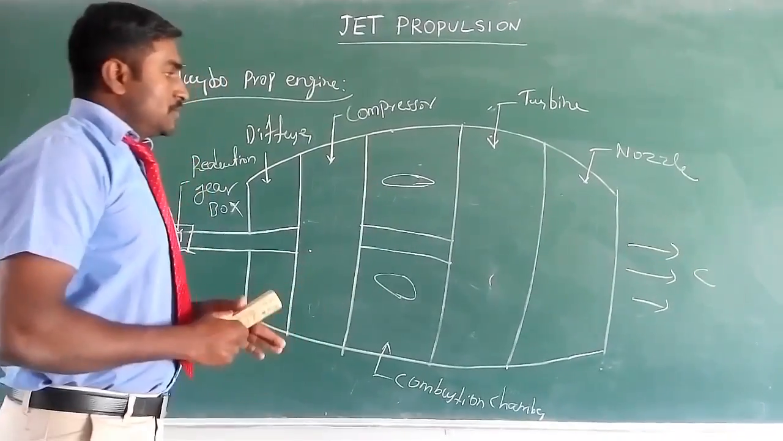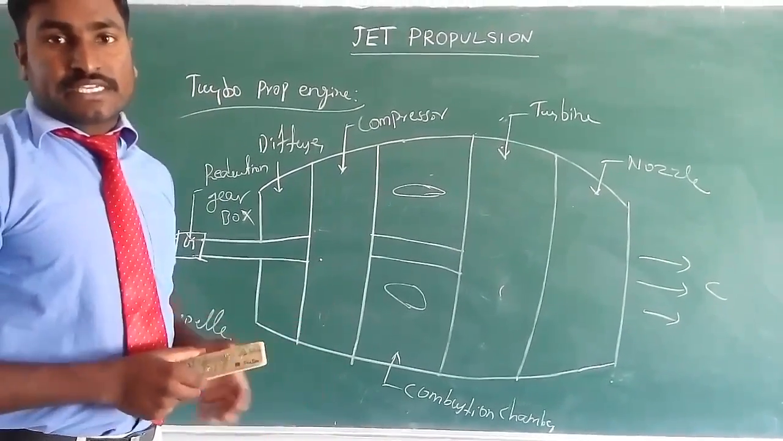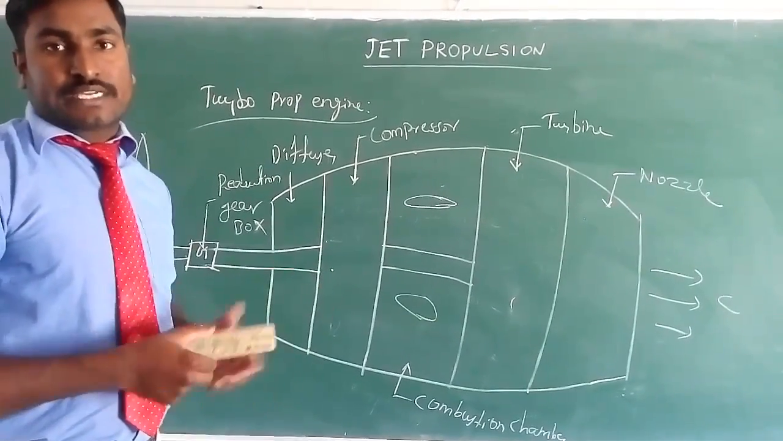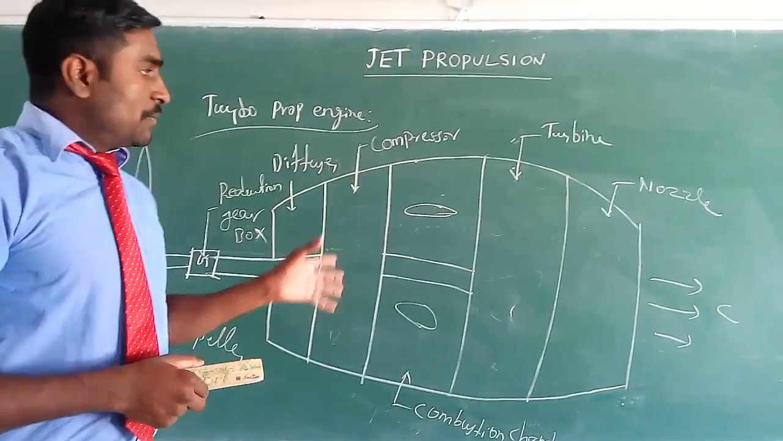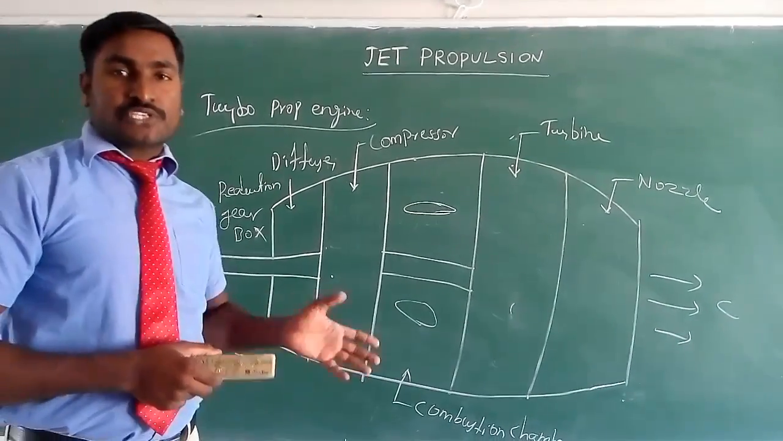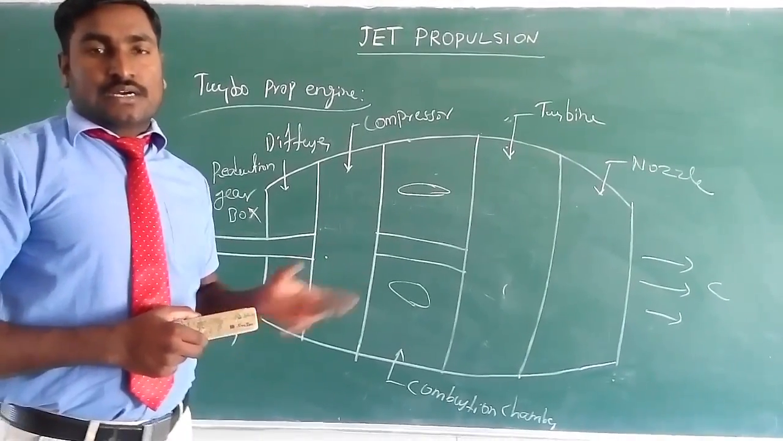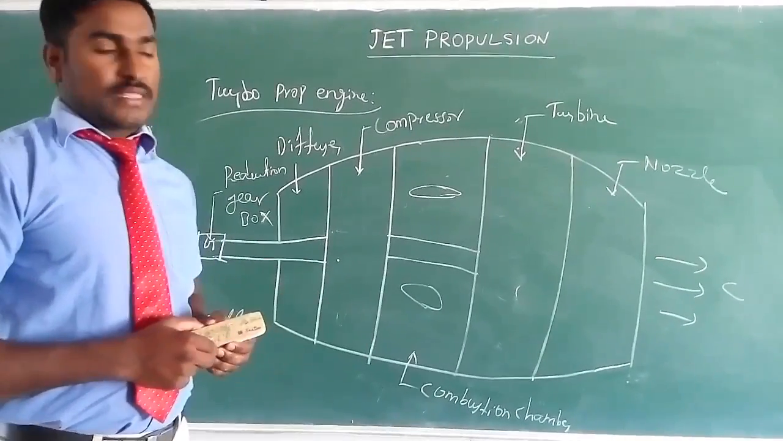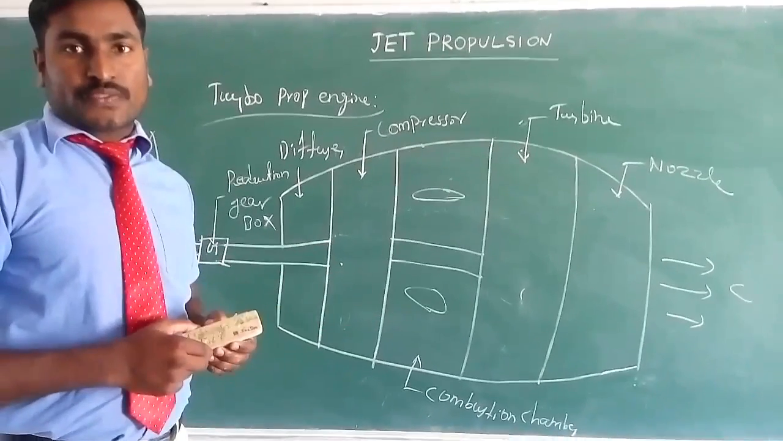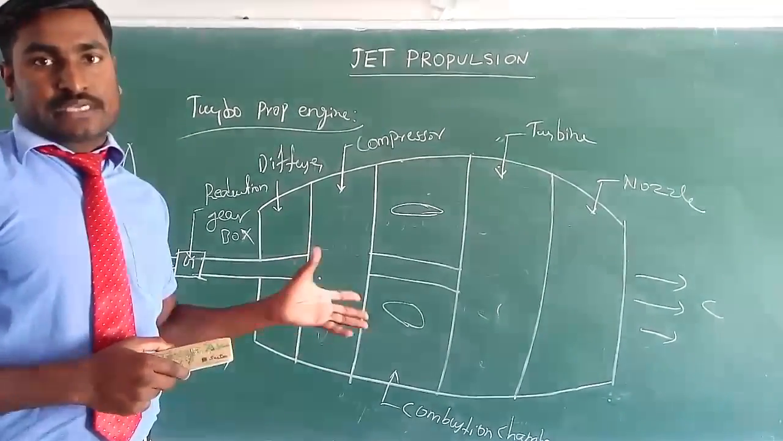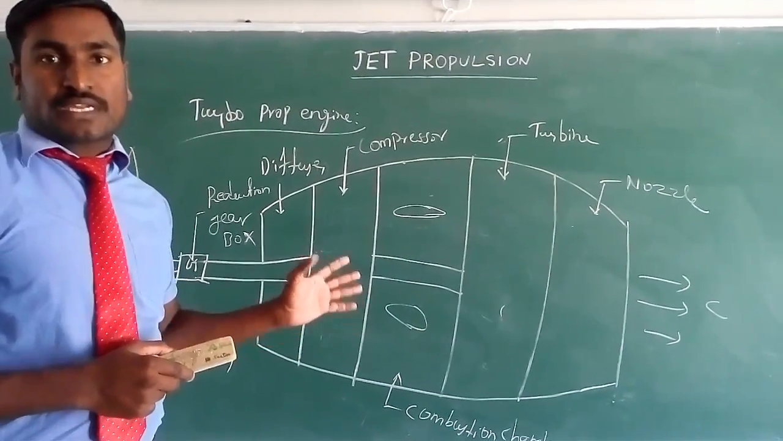So this is the job. Due to that, we get propulsive power in this engine. We use this engine for aircraft. Applications: commercial aircraft use the turbo propeller engine, and military aircraft use it too. Advantages: fuel economy. Disadvantage: it is very complicated to make this turbo propeller engine.